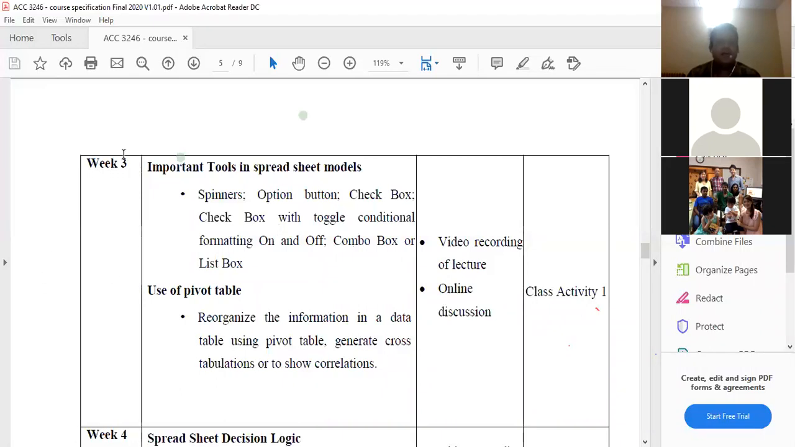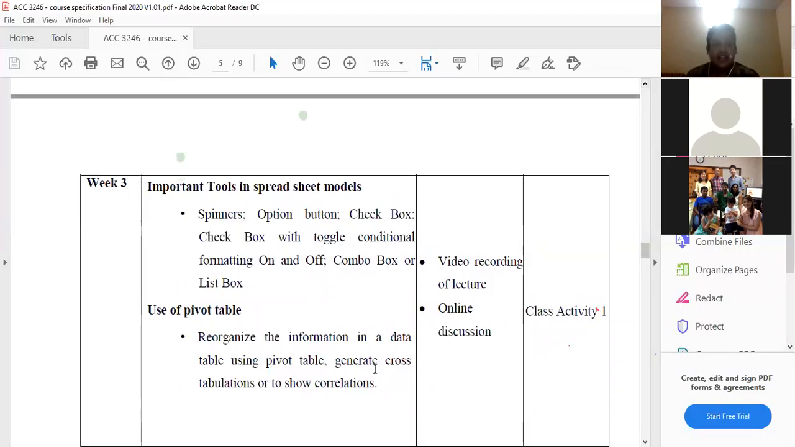Then let me come to week 3. When it comes to week 3, basically, you are going to learn about some of the important tools available in this spreadsheet package. There are different tools available. In fact, once you learn about these tools, you can add some glamour to the different models you will be developing. You may witness that, right? This is going to be a marvelous set of tools you would be exposed to. These tools would help to add some glamour to the models you will be developing.